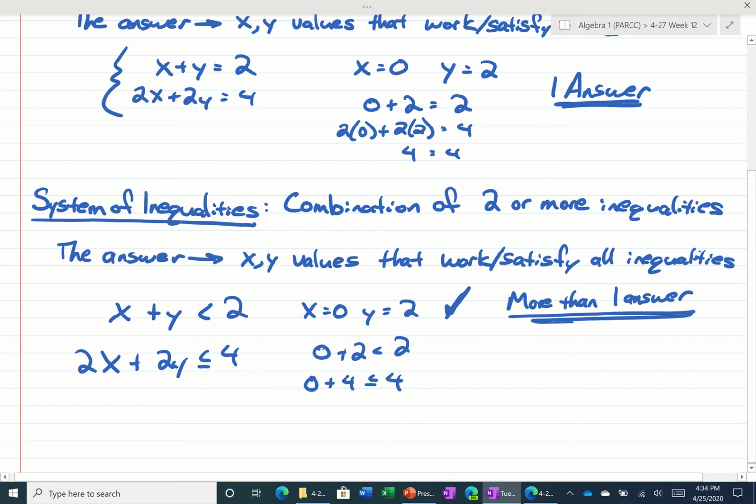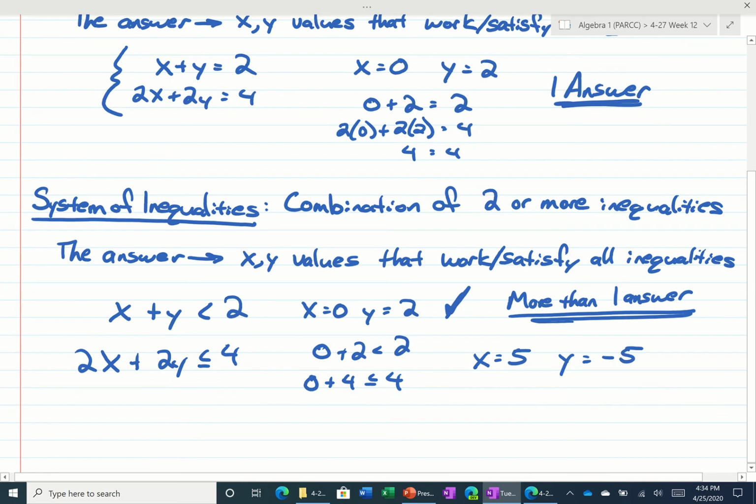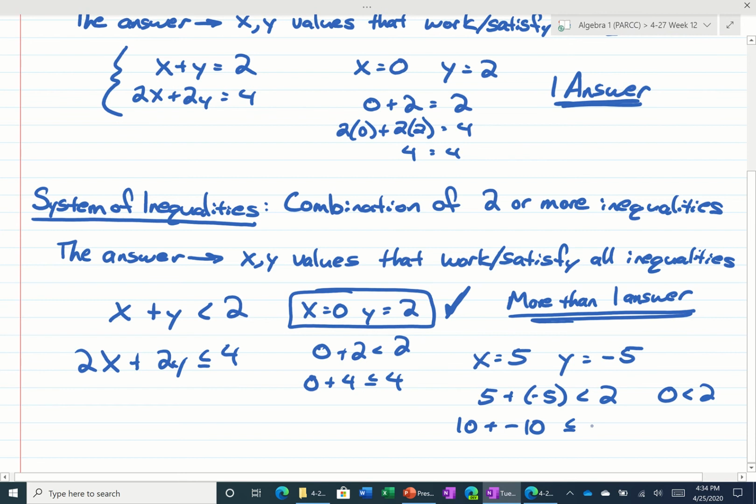Let's come up with another one. What about if x was 5 and y was negative 5? It's a totally separate answer. 5 plus negative 5 is less than 2, right? Because 0 is less than 2. That's the first one. And then if we use the second one, we get 10 plus negative 10 is less than or equal to 4. 0 is less than or equal to 4. So that's another answer that works. So with inequalities, especially systems, you could have multiple answers.